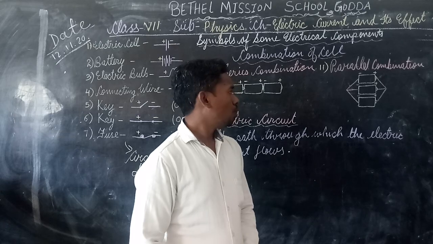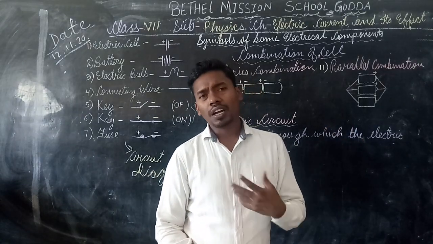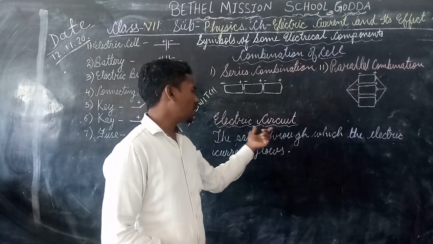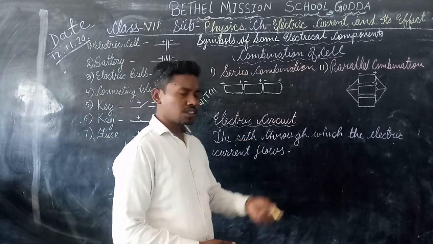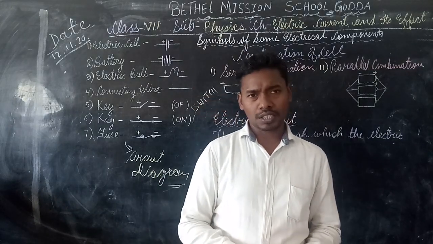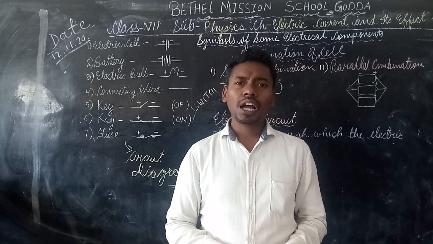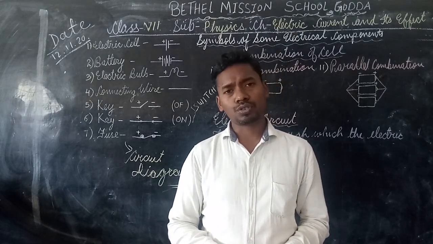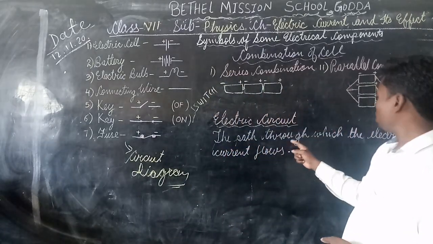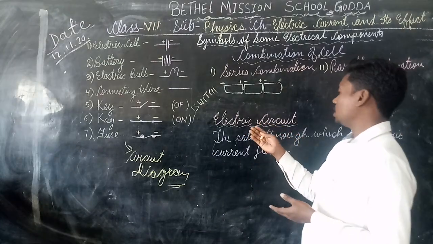So this is a very important one, because we use them in our daily life. Now we will talk about electric circuit. What is an electric circuit? Electric circuit can be defined as a path in which electrical current flows. The path through which the electric current flows can be said to be an electric circuit.